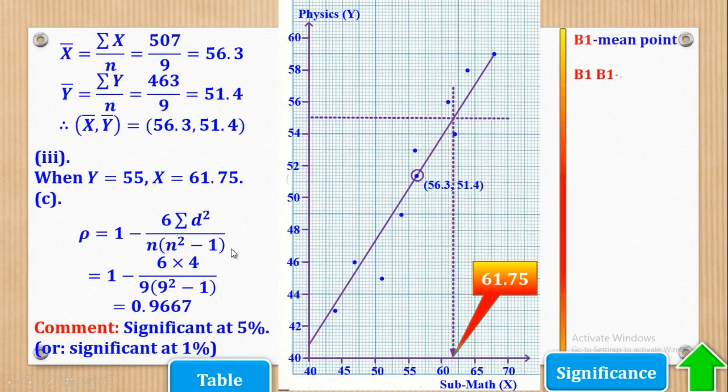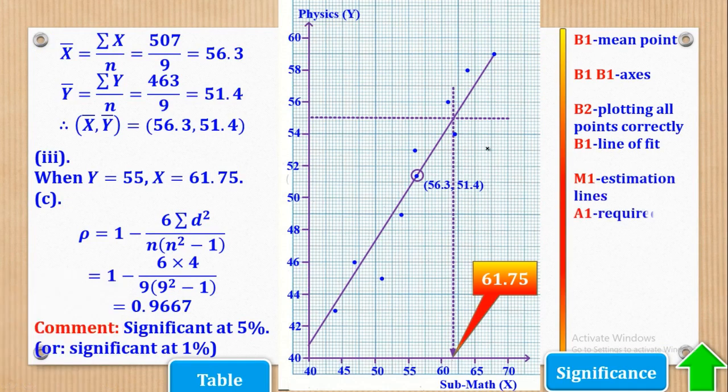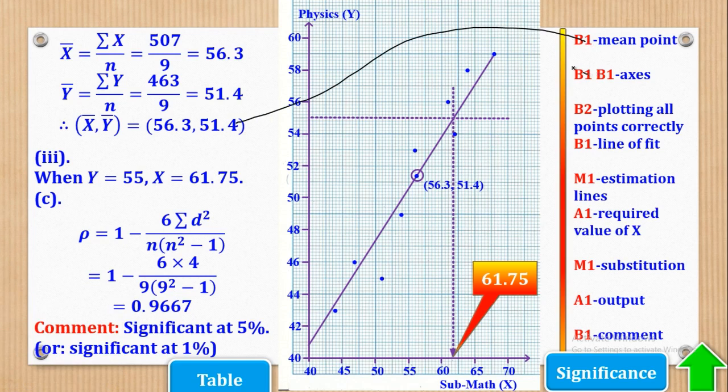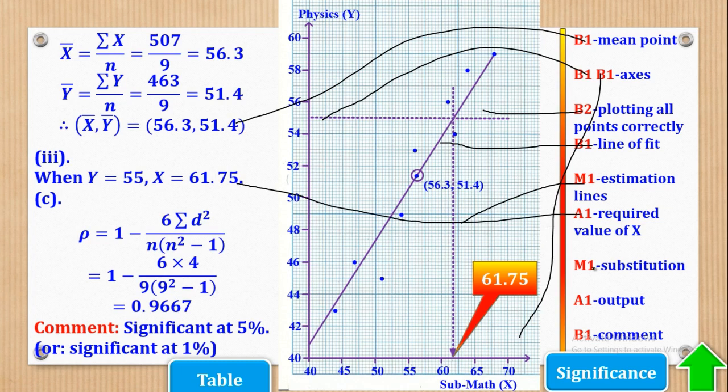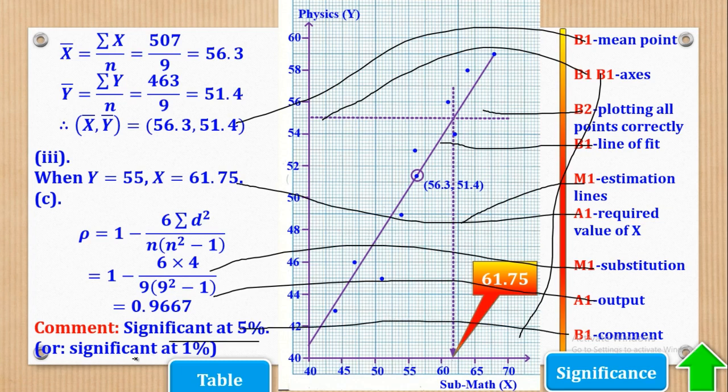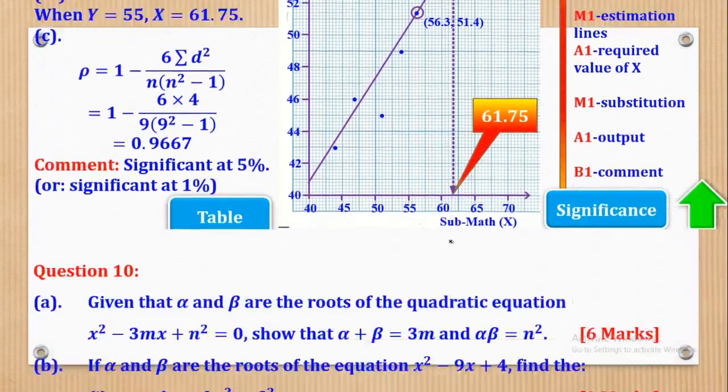So basically that is what they wanted. B1 for the mean point, B1 for the axes, both vertical and horizontal, B2 for plotting all points correctly, B1 for the line of best fit, M1 for the estimation line, A1 for the required value of x, M1 for substitution, A1 for the output, and B1 for the comment. So it should be one comment, either this or this. So that was question 9.